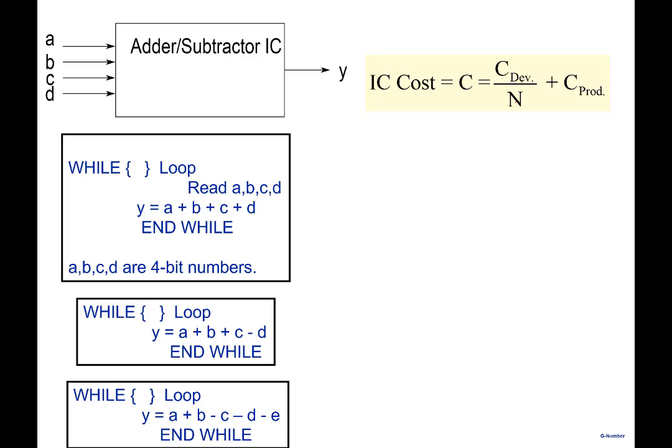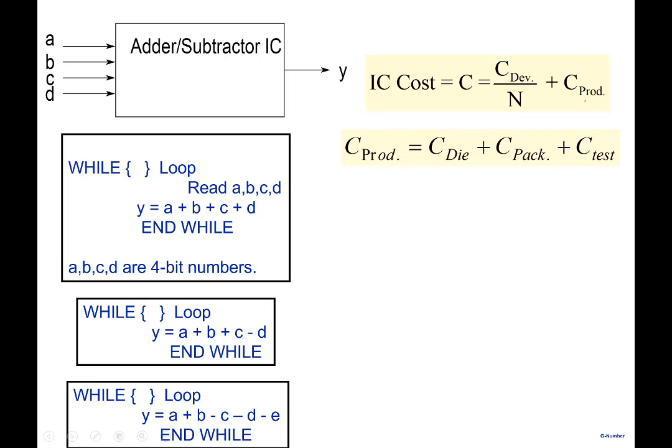Because the development cost is what we call a non-recurring cost, it is a one-time cost, while this one is a continuous cost. As many ICs as you have to produce, that much cost you incur here. So let's look at this particular part here.